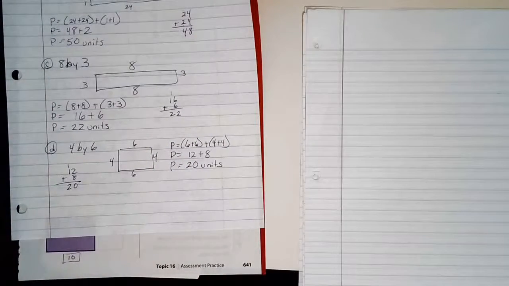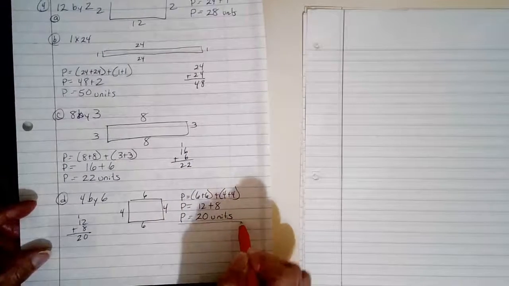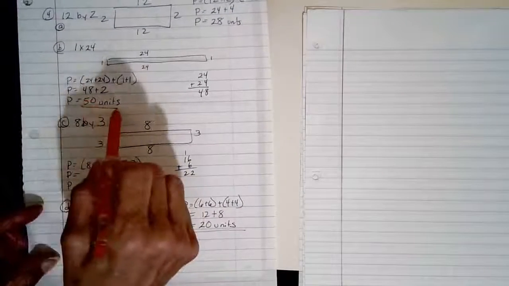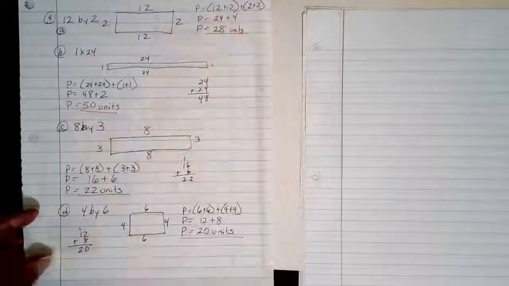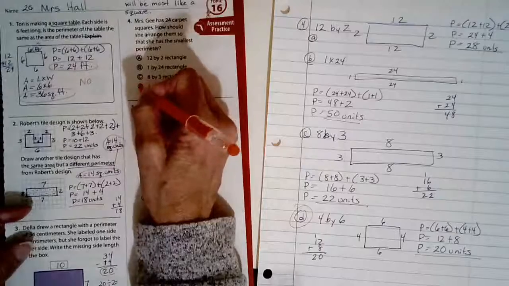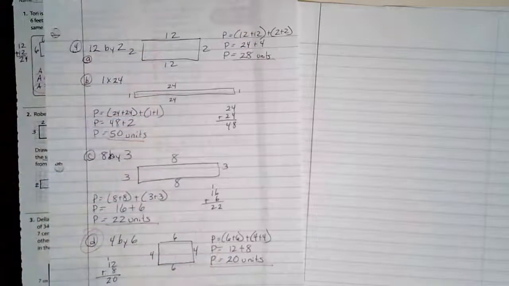Now I have to look at my perimeters because we want the smallest units. I have letter D has 20 units, letter C has 22 units, letter B has 50 units, and letter A has 28 units. Which one has the smallest units? It is letter D. So our answer for number 4 is D. And notice that the shape of this is most like a square when I compare the shapes. That was why I said the smallest one will have this shape most like a square.